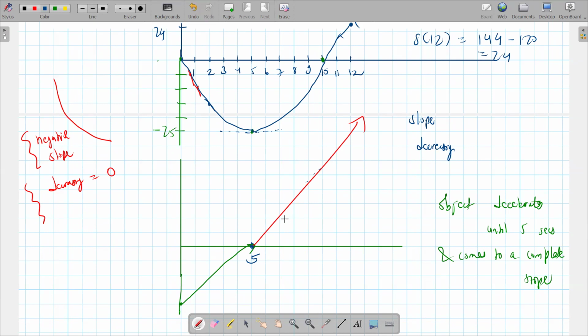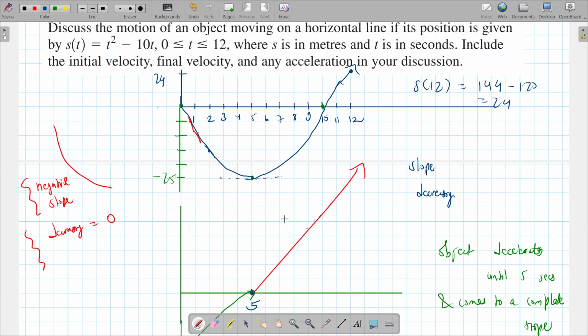Now we can't really pinpoint what the slope is because it's a curve. The slope is going to change from here to here to here to here. So we don't know what the exact speed is. Let me rephrase that. We don't know what the exact IROC is, the instantaneous slope, but we do know what the average slope is.